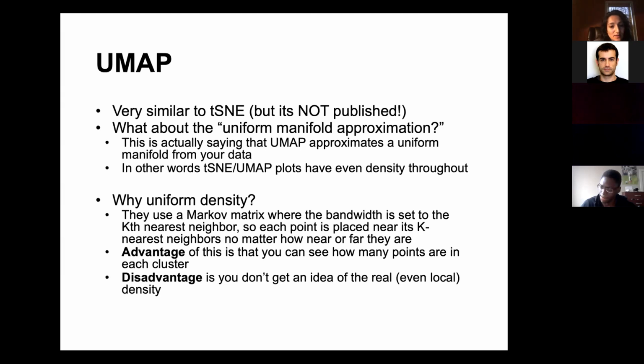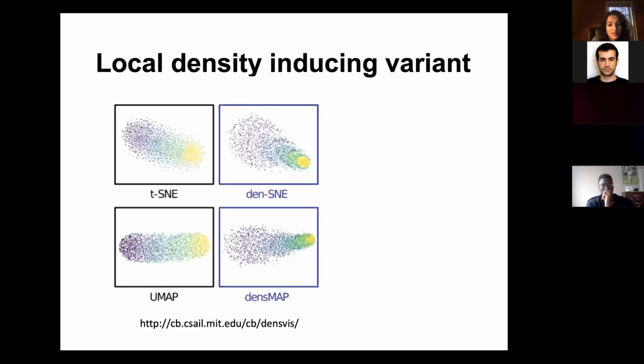And the reason it does this is because they use a Markov matrix where the bandwidth is set to sort of the kth nearest neighbor. So no matter how dense the point is, it's caring about whether it keeps its k nearest neighbors close. And so you're always keeping your k nearest neighbors close, and that's it. And that gives you kind of a uniform manifold feeling.